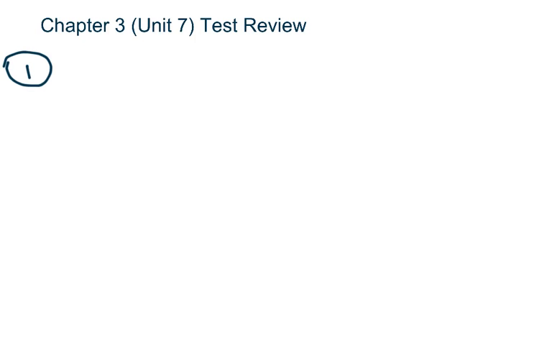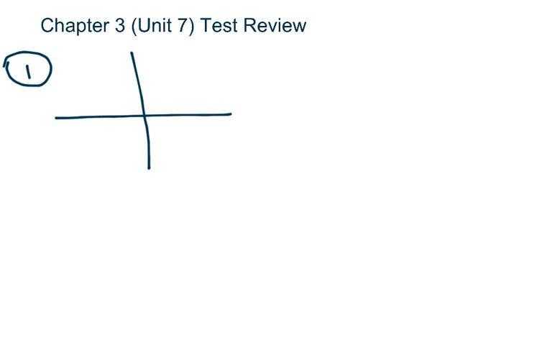This is the review for Chapter 3, also known as Unit 7, Test Review. Problem number 1 says, when looking at a graph, how can you tell how many solutions there are? With a system of linear equations, there are only 3 things that can happen.